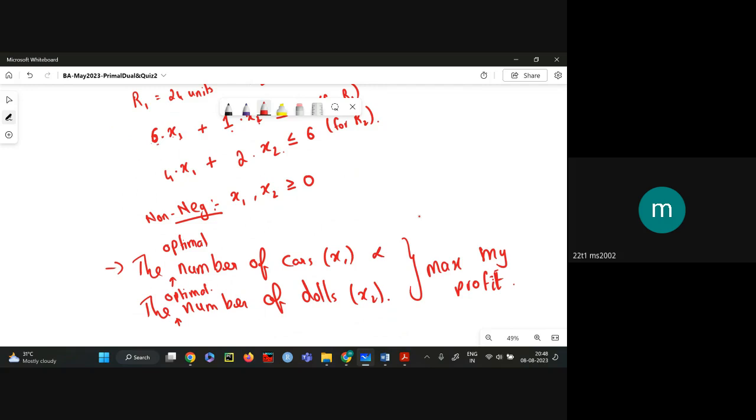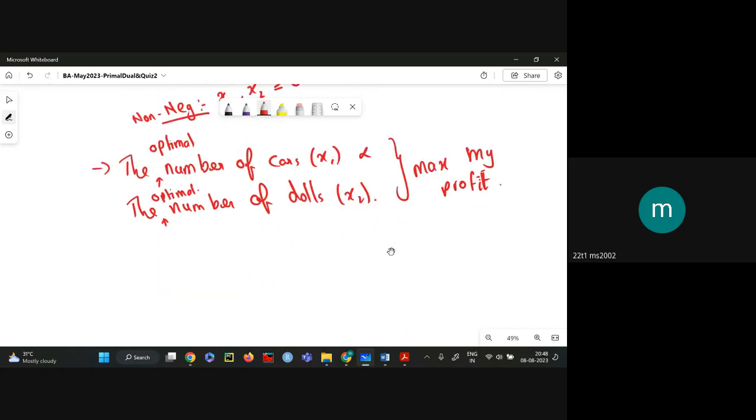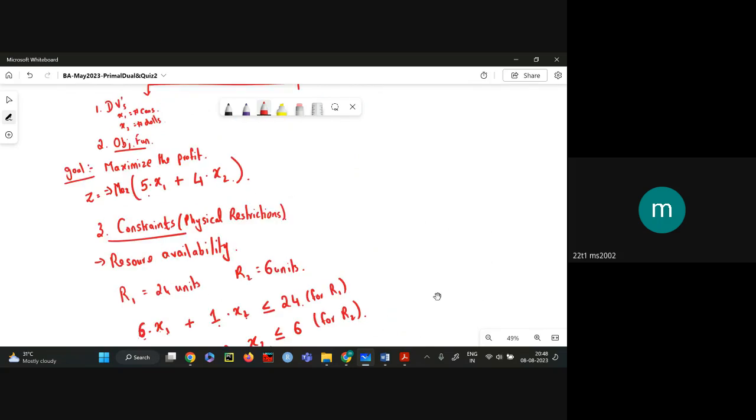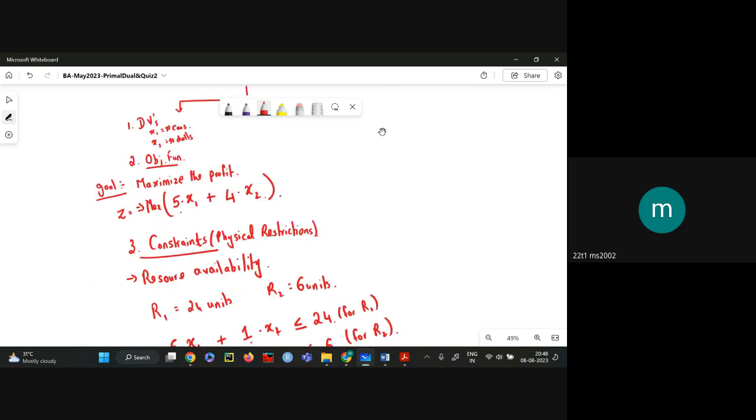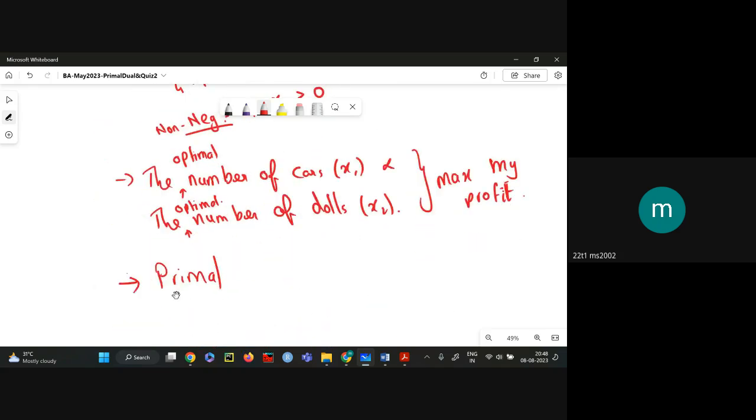So this is the formulation for this problem. And this formulation is called the primal. It is the primal because the problem in its nutshell was focusing on the number of cars and number of dolls that I want to produce. Since the decision variables are itself the number of cars and number of dolls that I'm going to produce, the formulation is the primal version of this problem. Okay? Everyone clear?